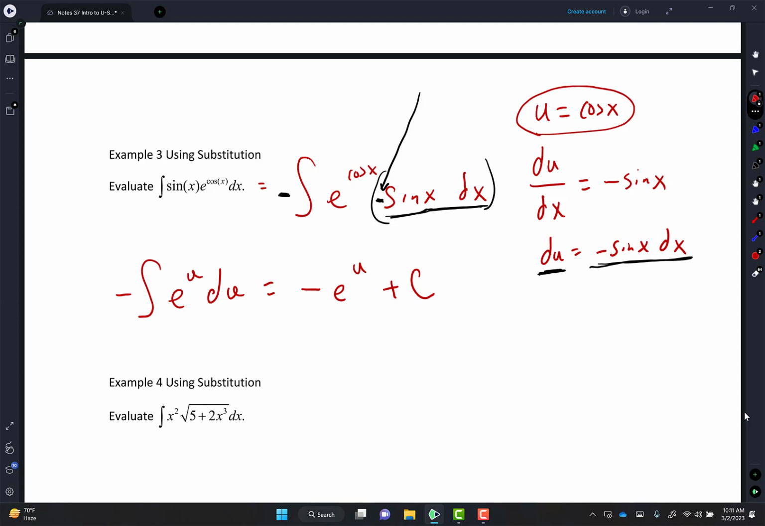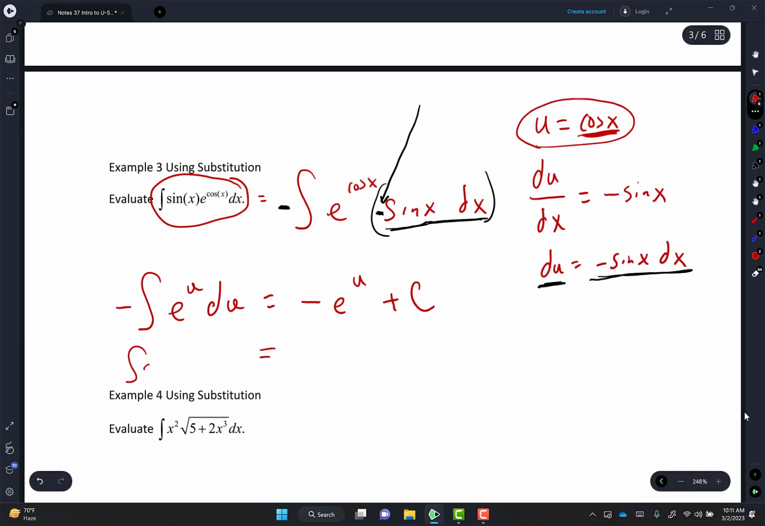Now, remember, the original expression was not to take the antiderivative in terms of u. They're equivalent. The original expression was to take the antiderivative in terms of x. So all I got to do is plug back in what u is in terms of x. What was u? Cosine x. So my final antiderivative: the integral of sine x e to the cosine x dx is nothing more than negative e to the cosine x plus c. And I'll wait for you guys to catch up.